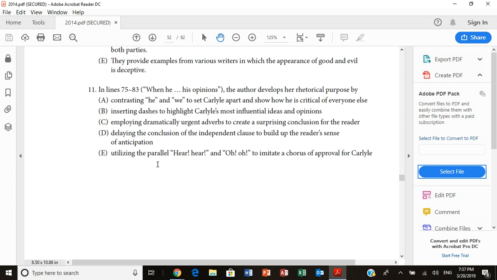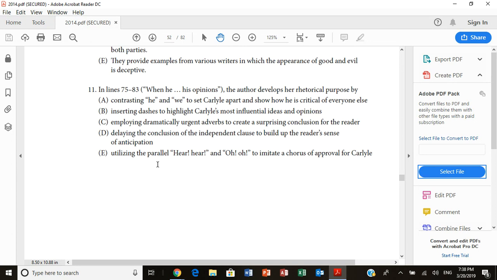So, we can't rule any of the answers out based simply on looking at whether the grammatical or rhetorical evidence exists for them being there. They're all there. So now what do we have to do? We have to really work hard and understand if that rhetorical feature is doing what the author says it's doing, what the question says it's doing. Contrast he and we to set Carlyle apart and show how he is critical of everyone else. Oh my goodness, Carlyle isn't critical of everyone else. That's a wrong answer. Okay, I was excited about those pronouns, but that isn't what those pronouns are doing.